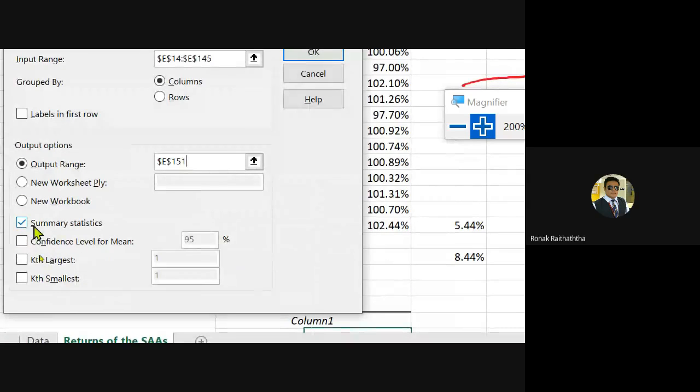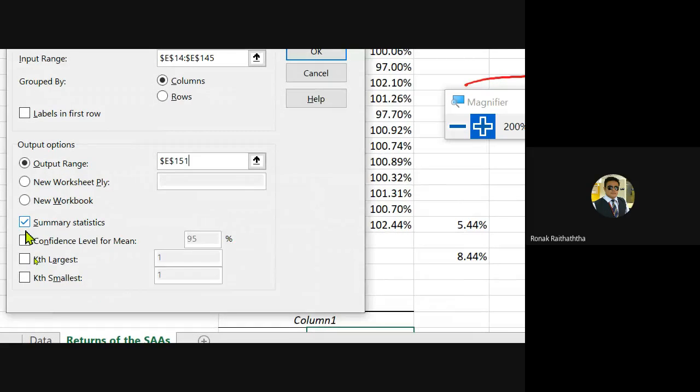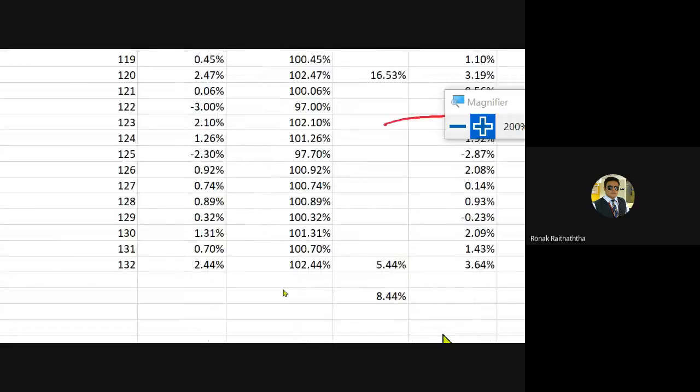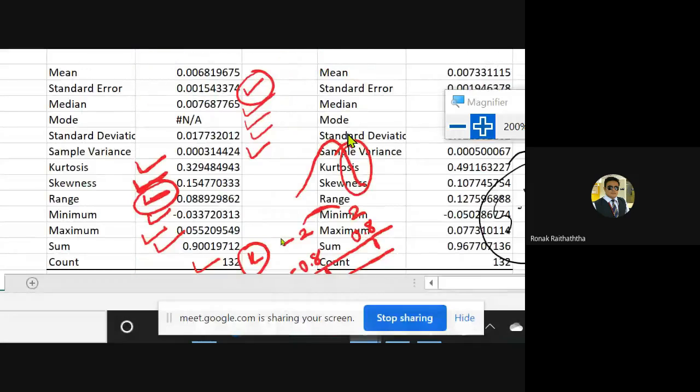Then the option of Summary Statistics must be visible to you. Please click on that. Wherever you want the output, if you want it displayed in some other workbook, you may select that as well. But in this case, I want it in this workbook and this worksheet only, so I'm selecting only the range. Click on Summary Statistics from here. Confidence level and everything we are not taking as of now. Press OK, and you must be able to see the descriptive statistics of the second one over here.